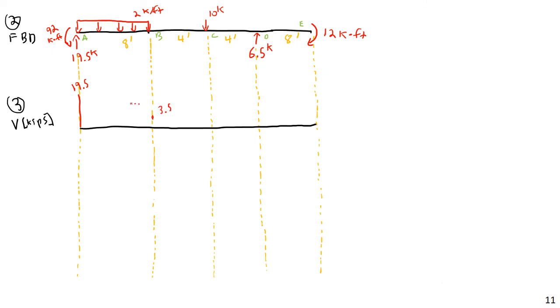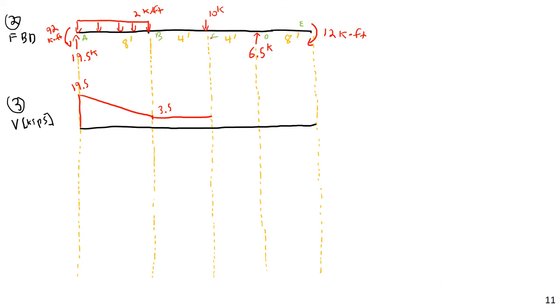Because this is a constant value, the integral of a constant value function is linear, so we know we're going to drop down via a linear function here. Then from B to C, I have no load, therefore my shear plot is going to be constant. Again, the only thing that can produce a change in shear is my load. I have no load from B to C, so therefore I have no change in shear.